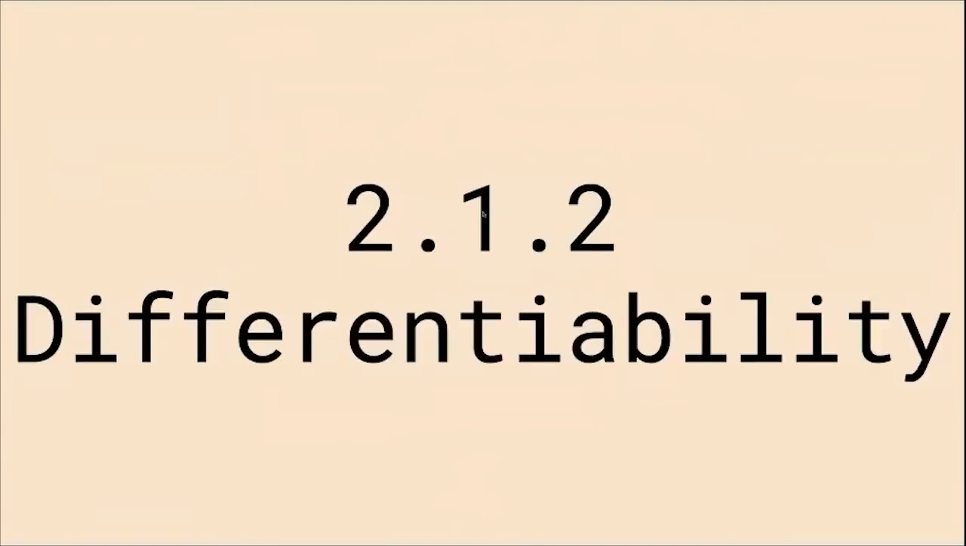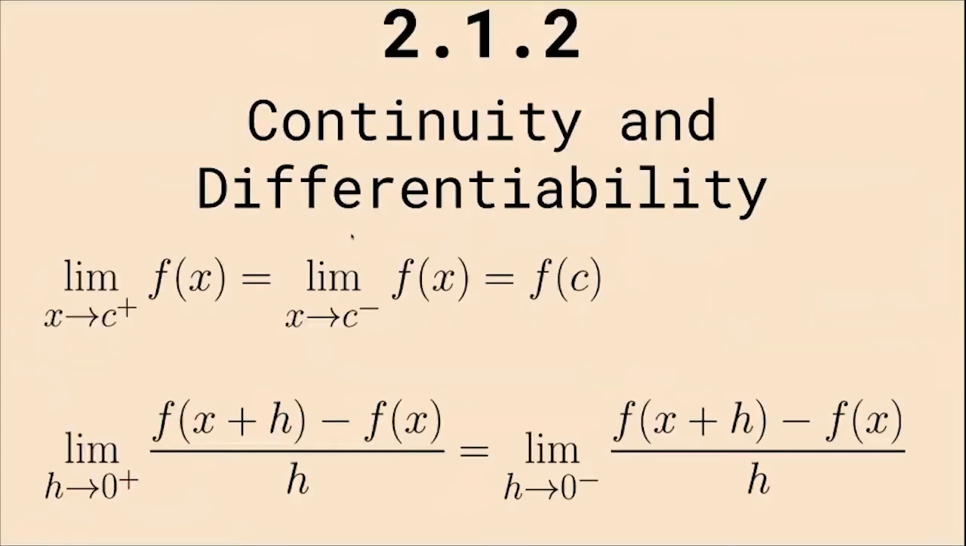Okay. 2.12 is all about differentiability. If you remember, differentiability means the derivative exists at that point. Okay, you can take the derivative at that point. And for that to be true, it has to be continuous at that point, and the derivative has to agree on both sides of that point. You have to know that.